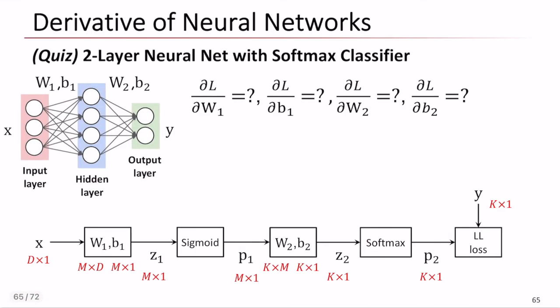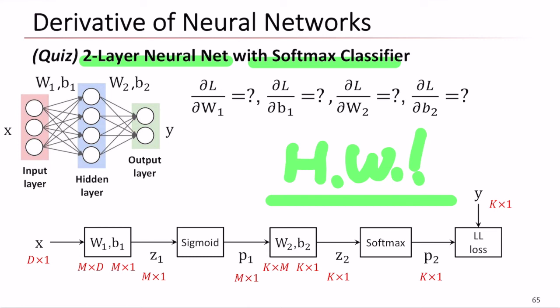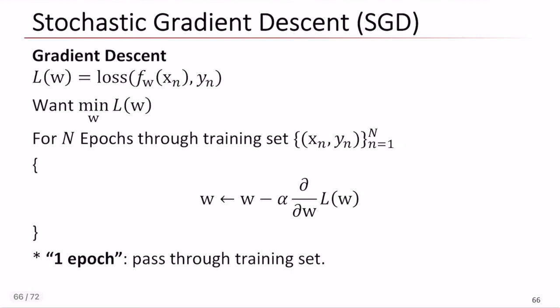Then you can do a two-layer neural network with the softmax classifier again. This is your other homework. You have to submit this homework by hand to the Blackboard website. Okay? We will let you know soon. Anyway, so this is computing the gradient within the neural network.